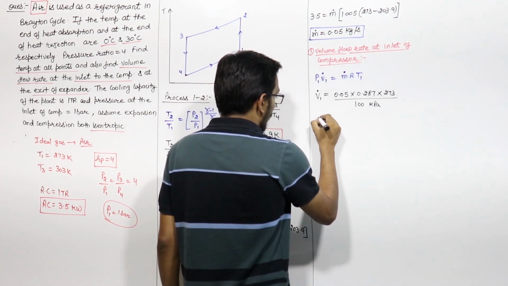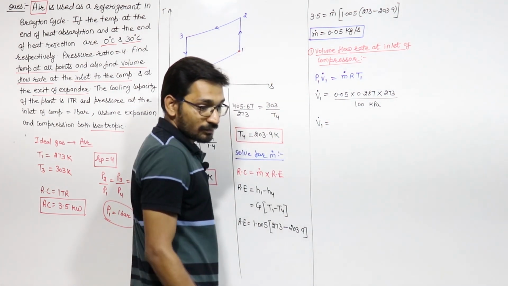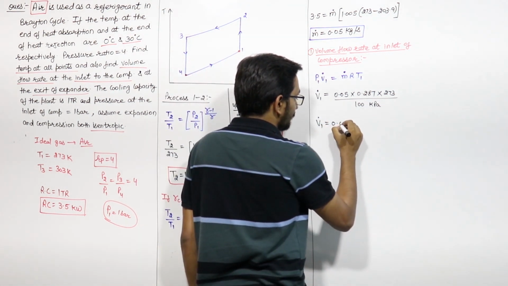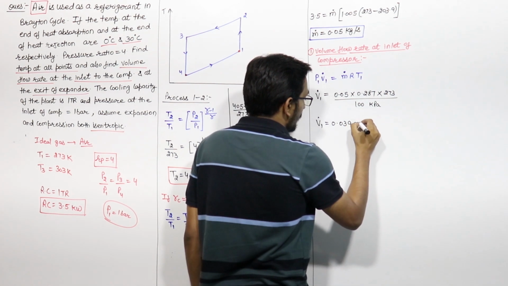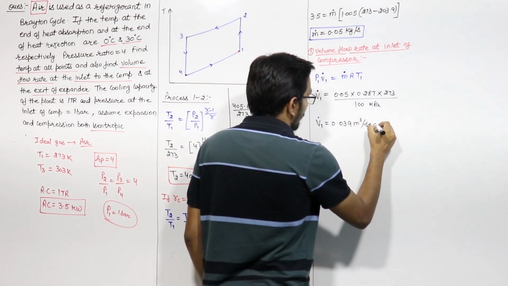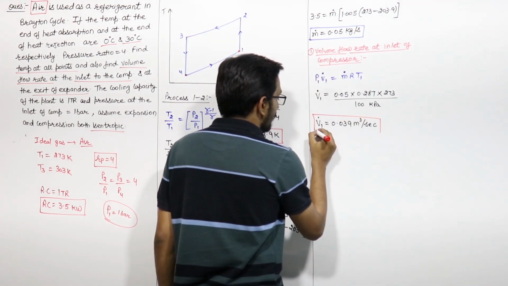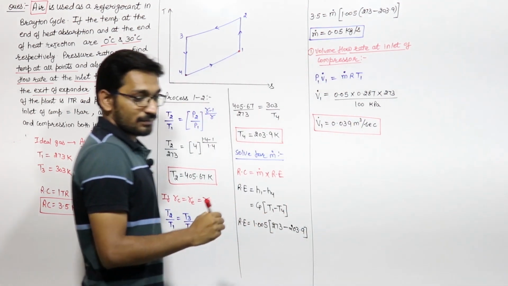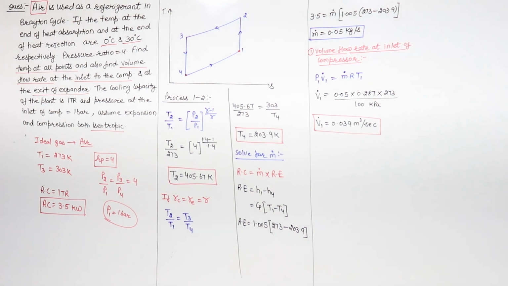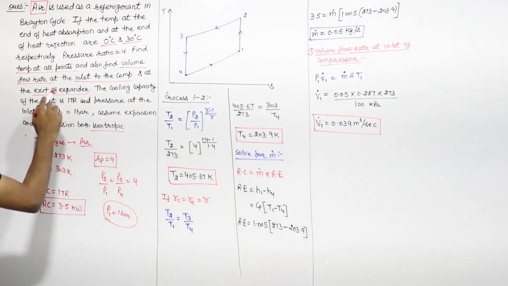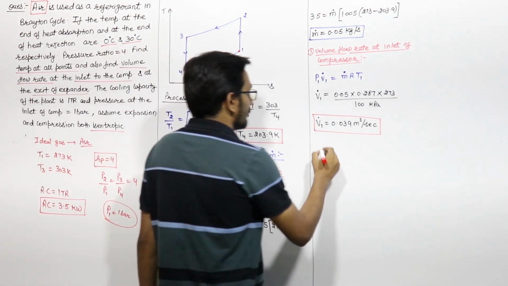Volume flow rate at point 1 will be equal to 0.039 meter cube per second. This is the volume flow rate at point 1. Similarly, we can find the volume flow rate at the exit of compressor.